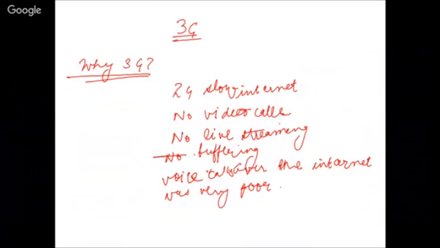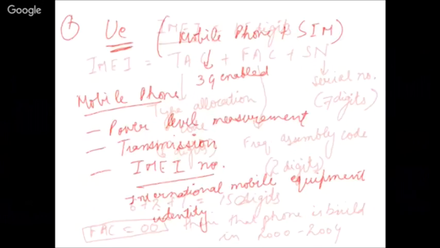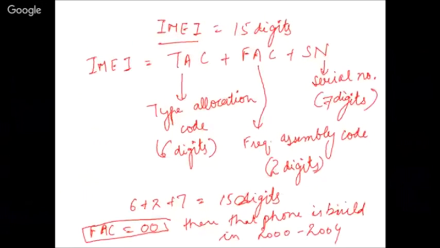So now we again come back to the topic. We were studying the first part of the architecture of 3G, that is user equipment. I hope it was clear about the IMEI.